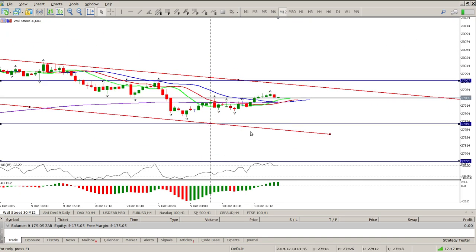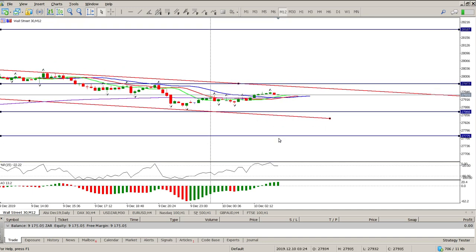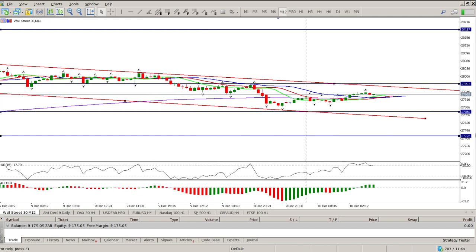Not up here. I'm looking off a level which is 27,868. I'll take a stab. If that fails, I'll look at 27,775. That's definitely an area which would interest the buyers at the moment. But we are in a channel, so coming back down to this area is bottom of channel.